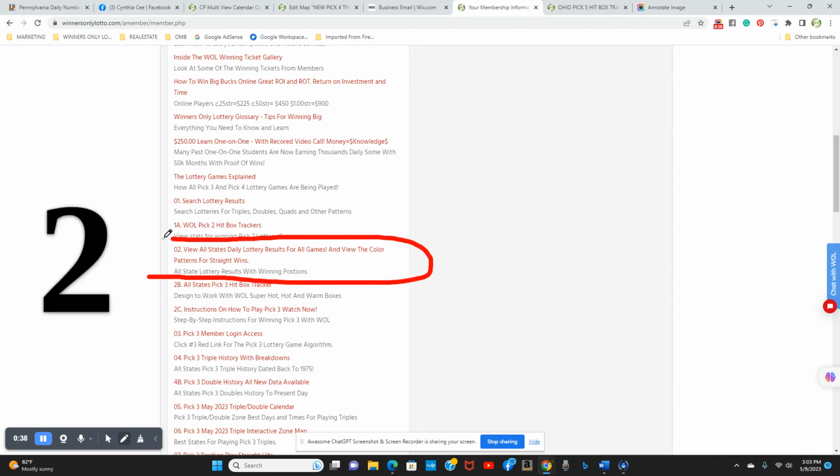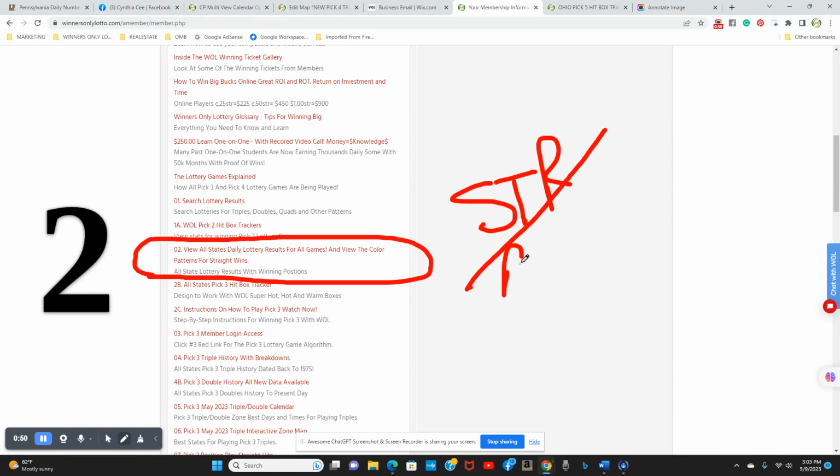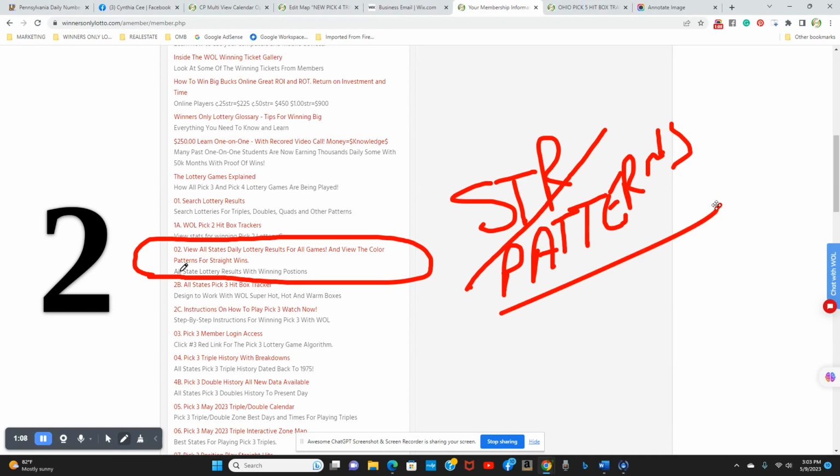This is going to tell me what I need to do for what? Playing straights. This tells me what I need to do for playing straights and patterns, as well as the winning numbers. Patterns. So, patterns. Let's click on it.